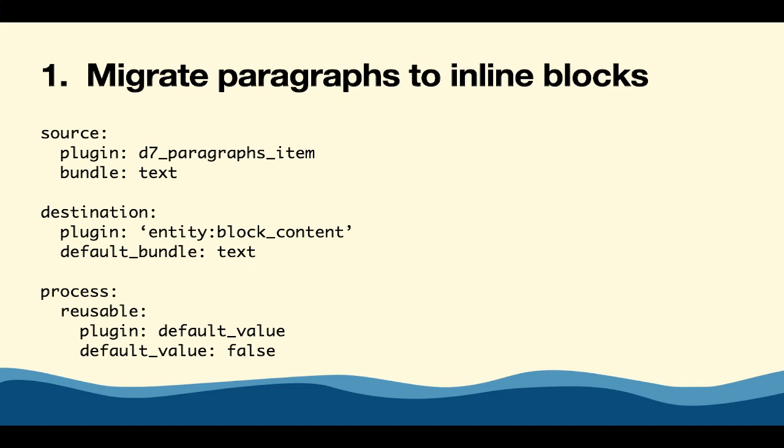First step I'll talk about is we need to get inline blocks created. So in Drupal 9, inline blocks are called block content. That's the name of the entity type. And this migration is like any other migration. We're taking paragraph entities and turning them into block content entities, and we're going to use the process section to populate the fields that we have.